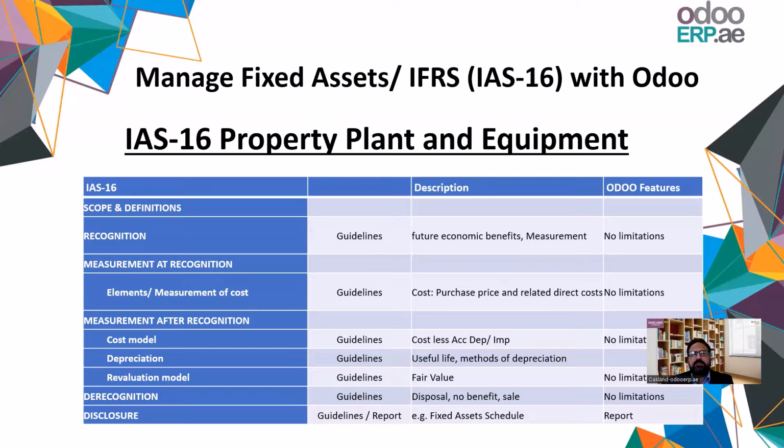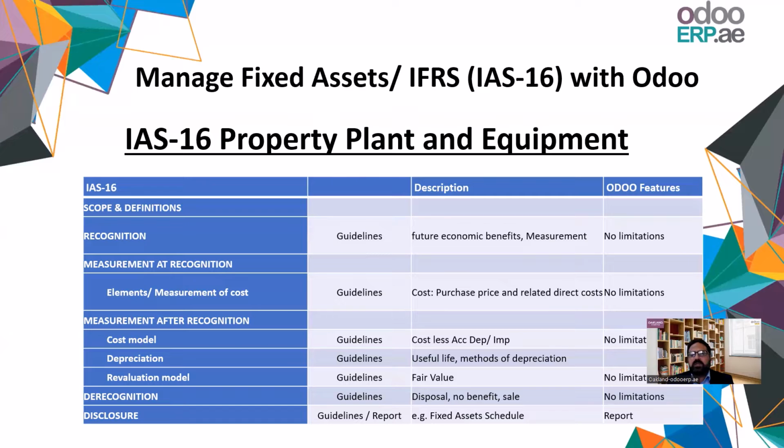Next, we have the measurement after recognition during the lifetime of the asset. In these guidelines, we find two models. One is the cost model and the other is the revaluation model. The guidelines of the cost model are about the WDV, the written down value of the asset during its lifetime, which means the cost less accumulated depreciation and impairment.